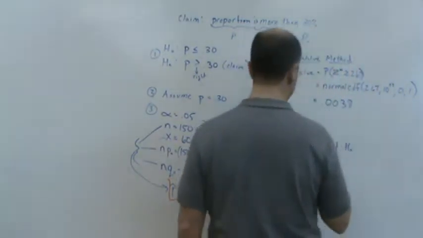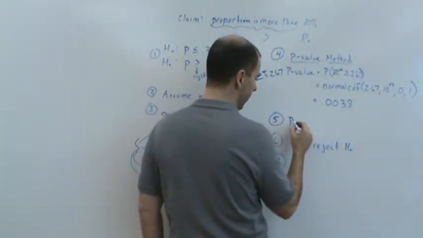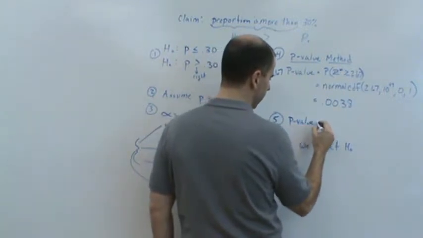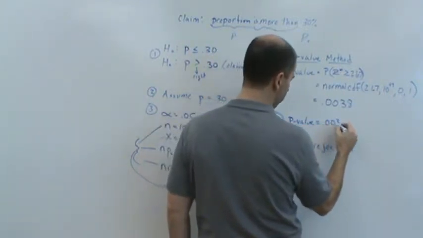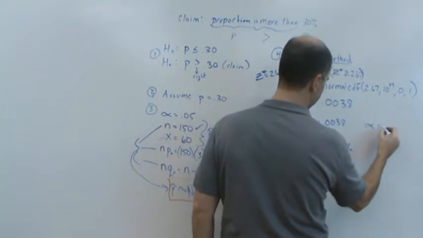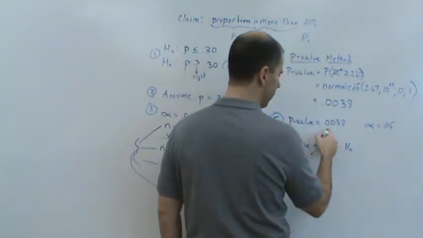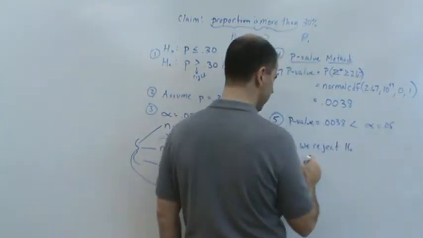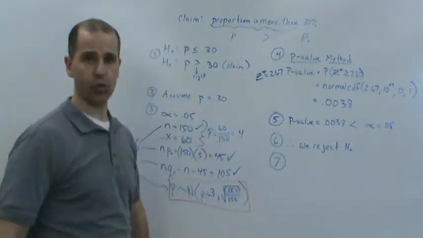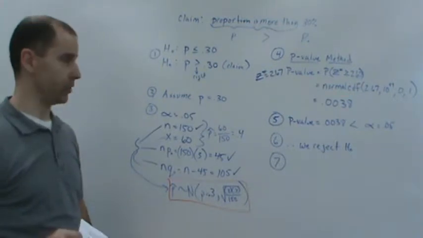So once we have our p-value, we compare our p-value to what? Alpha. And so here our p-value is 0.0038. Our alpha is 0.05, right? And is our p-value less than alpha? Yes, and look at that. We get the same result, and we should always get the same result.